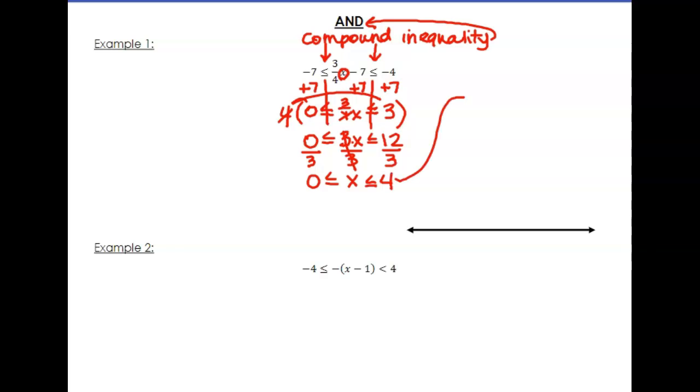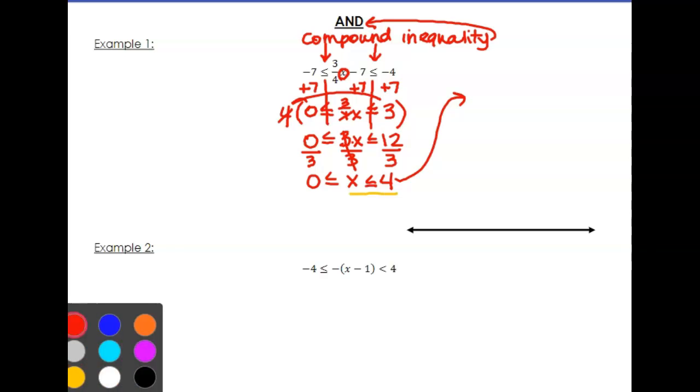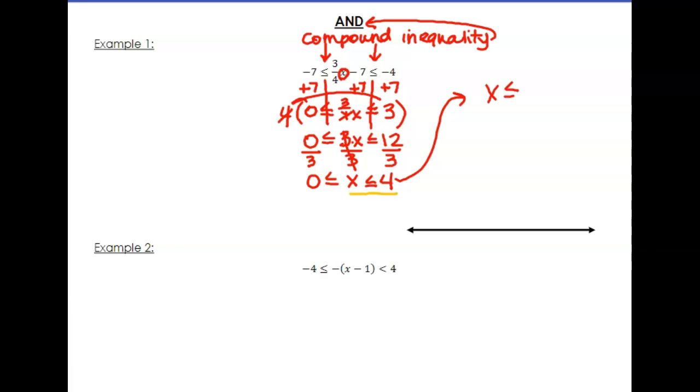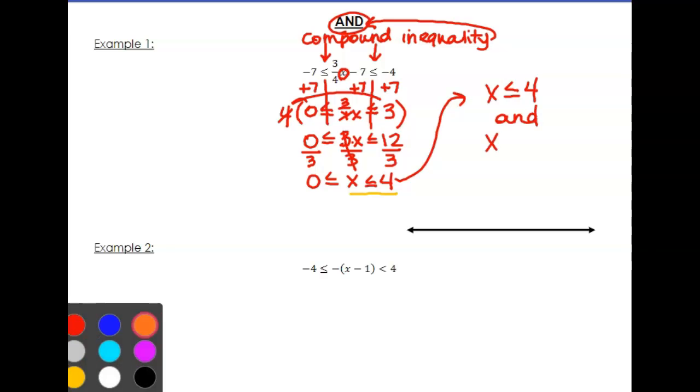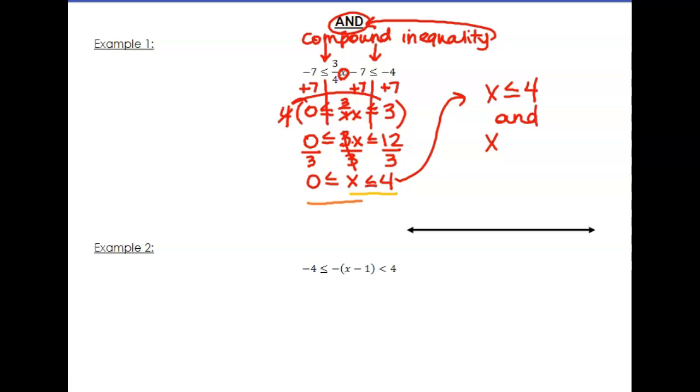Now, this is a compound inequality. However, there are 2 parts that I need to consider. The first part is right here. So that part is that x must be less than or equal to 4. And x must also be something else. x also has a relationship with 0. I notice that 0 is less than or equal to x.